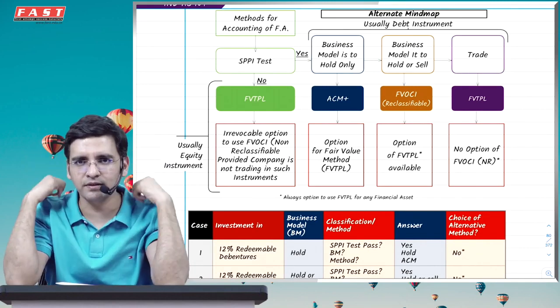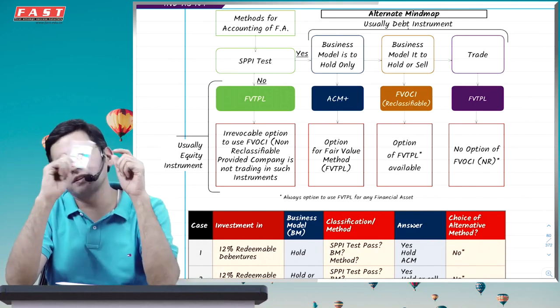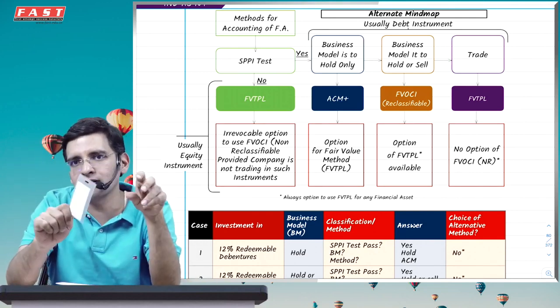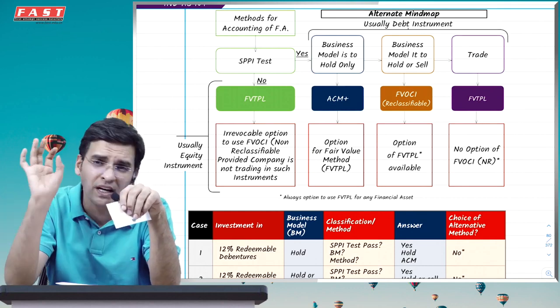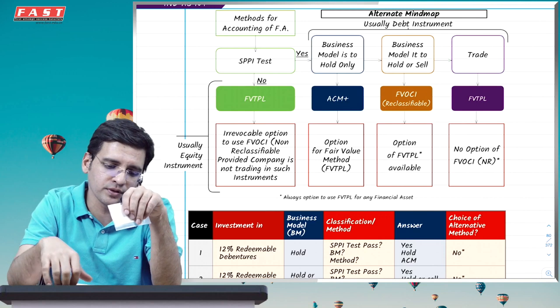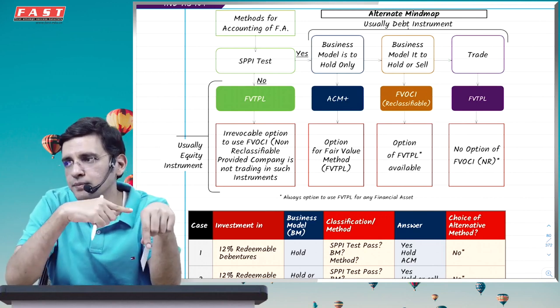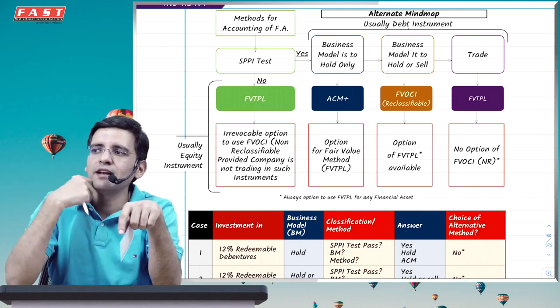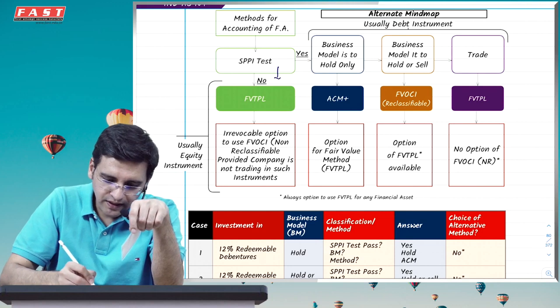What I say is, when you make a choice of the method, just simply remember first, what is the nature of this instrument? Will this instrument give you purely principal and interest? If the answer is no, the cost method is ruled out. You have to use FVTPL only, except if you want, you have the option to use FVOCI, but that will be a non-reclassifiable and irrevocable option, and you'll have to keep using that particular method all throughout the period. So SPPI test not satisfied, use FVTPL.